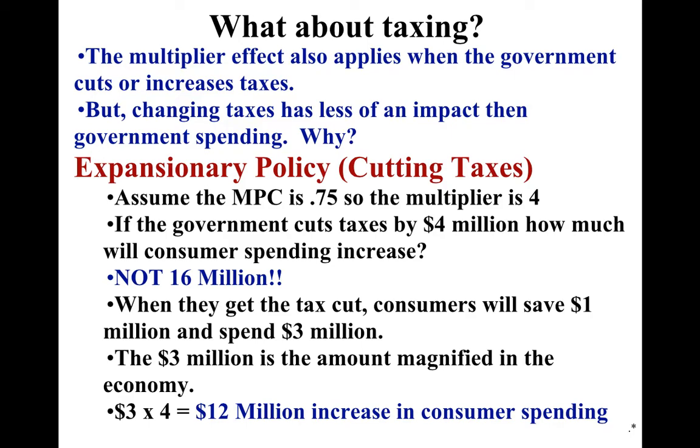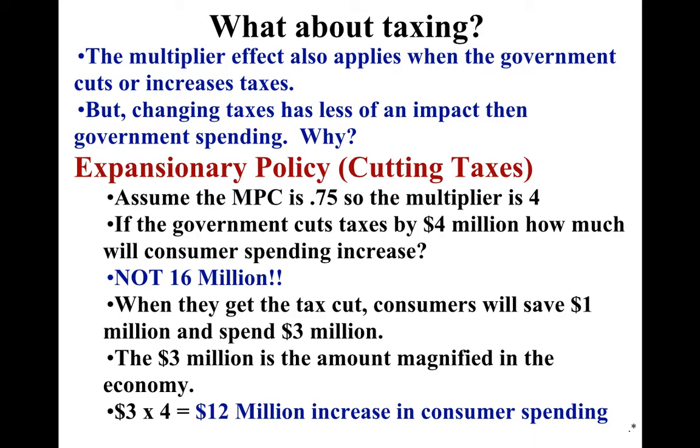Okay, so expansionary policy of cutting taxes has a different multiplier. And the reason for this is if you cut taxes, look at this example, MPC is 0.75, multiplier is 4, right? That's the spending multiplier. If the government cuts taxes by $4 million, all of a sudden we as citizens have $4 million. But when we get $4 million, that's a change in income, isn't it? So when we have that change in income, are we going to save some of it and spend some of it? Absolutely, because it's 0.75. We actually don't spend all 4 million.